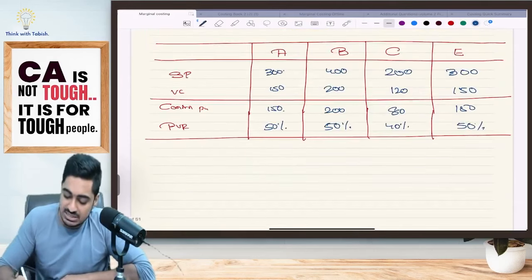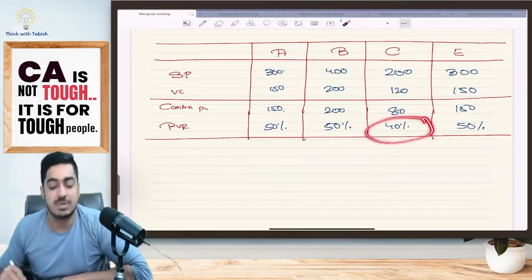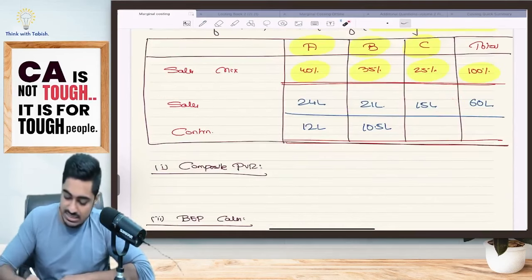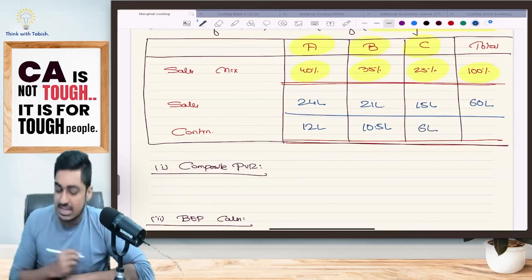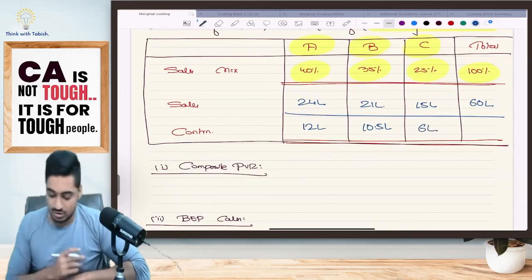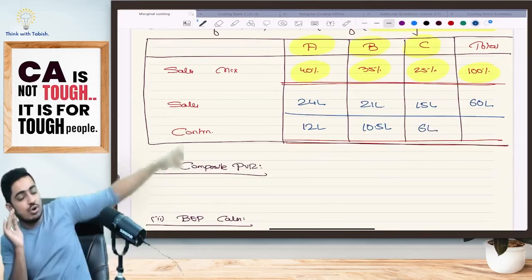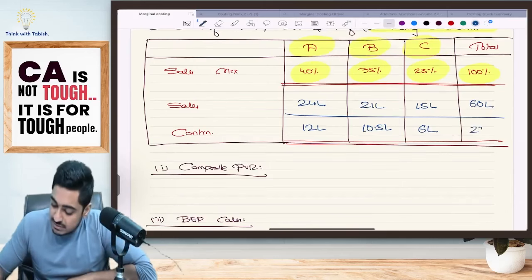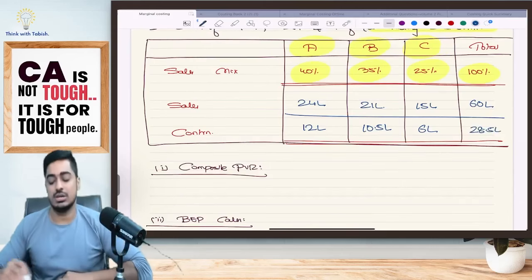When I am selling product C, how much is my contribution? 40%. That means if I am selling 15 lakh, 40% of that, that is 15, 30, 45, 60. 6 lakh will be my contribution. Yes or no? Yes, sir. That means what is the total contribution? So it is 12 plus 10.5 plus 6. 28.5 lakh rupees. Yes or no, everyone?